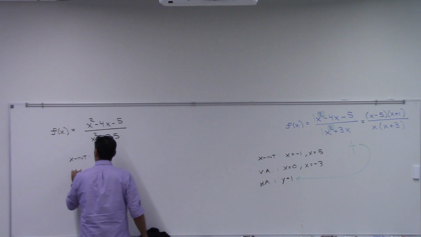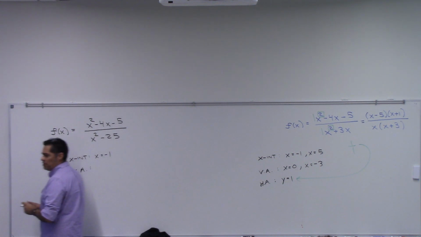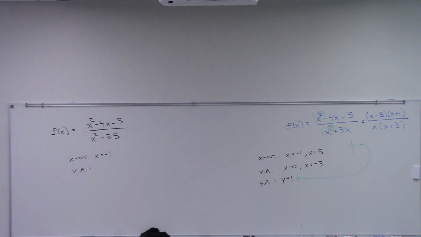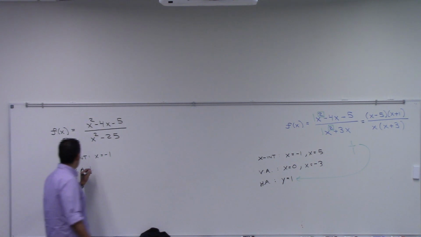How about vertical asymptotes? Do you see any vertical asymptotes there? Does that look like negative 5 to everyone? And negative 5 right there, yeah? X equals negative 5. We have a vertical. Is that the only one you see? Yeah, that's the only one I see. So x equals negative 5.